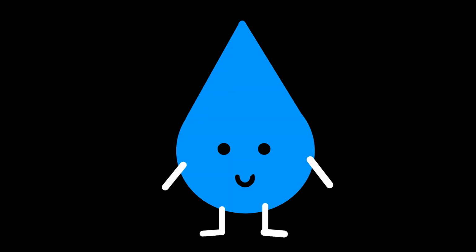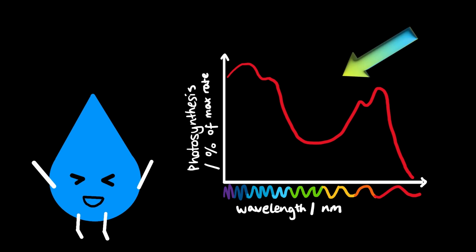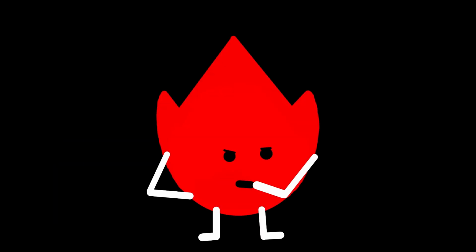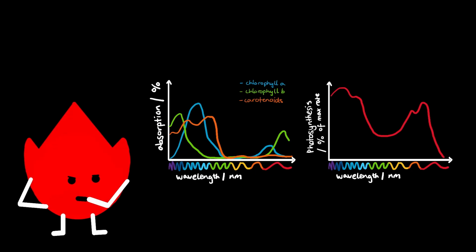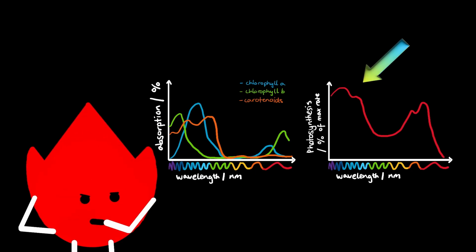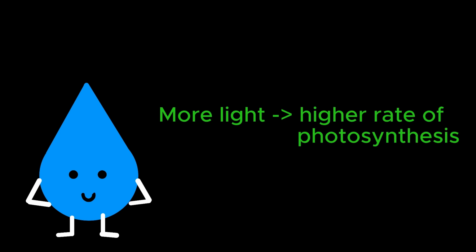You can also look at an action spectrum. Here, we are also looking at different wavelengths, but we are interested in seeing the overall rate of photosynthesis at each wavelength, with all the pigments combined. It looks quite similar to the absorption spectrum, just with all the lines merged together. Yeah, because the more light the leaf absorbs, the higher the rate of photosynthesis.